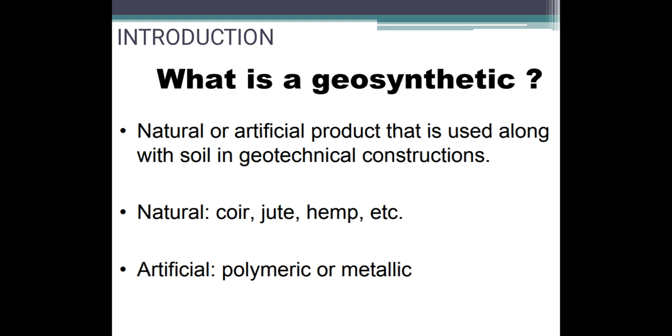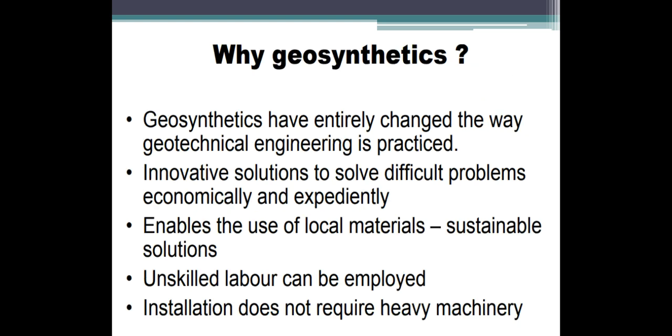A geosynthetic is a natural or artificial product that is used along with soil in geotechnical construction. Basically, geosynthetic material may be natural or artificial. For example, natural ones are coir, jute, hemp, etc. Artificially, we have polymeric or metallic materials which are used along with the soil in geotechnical construction works.